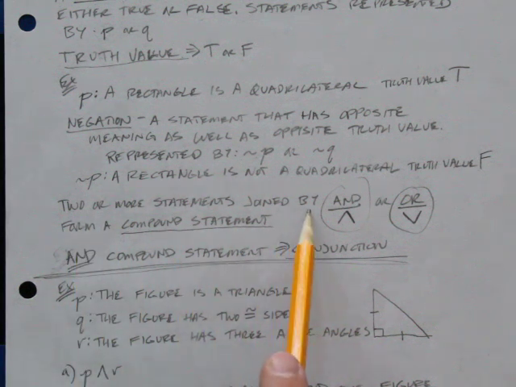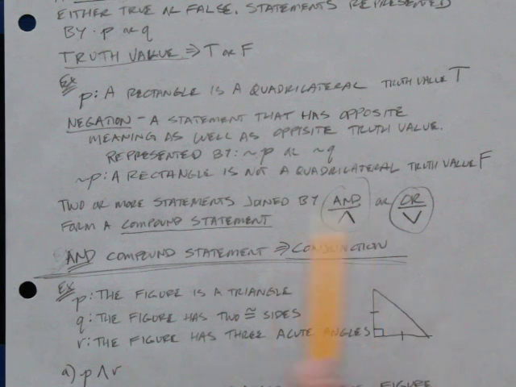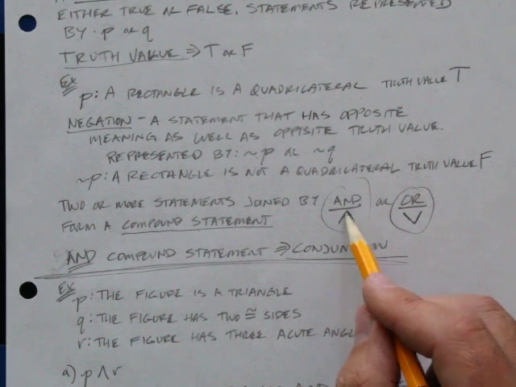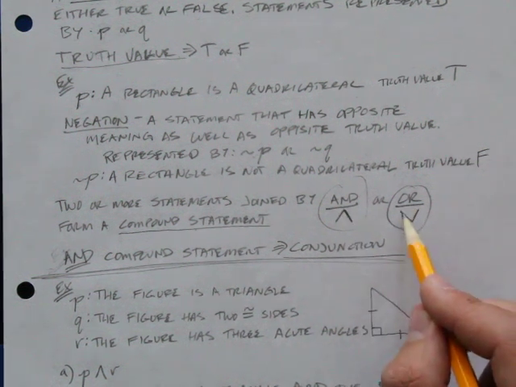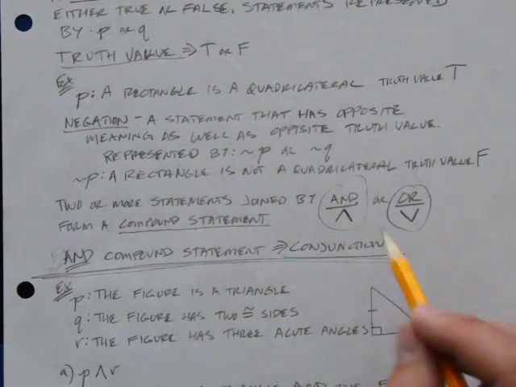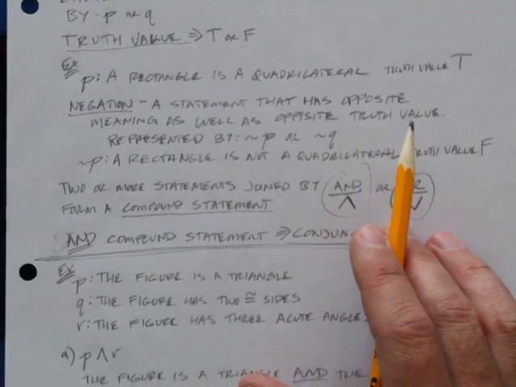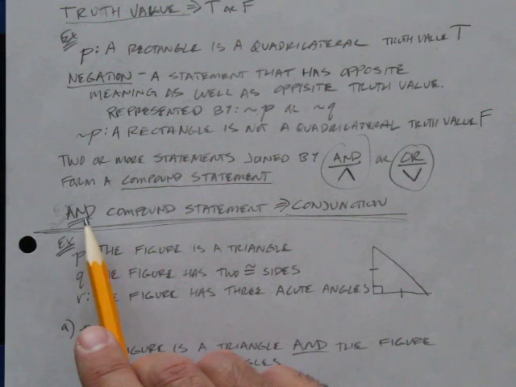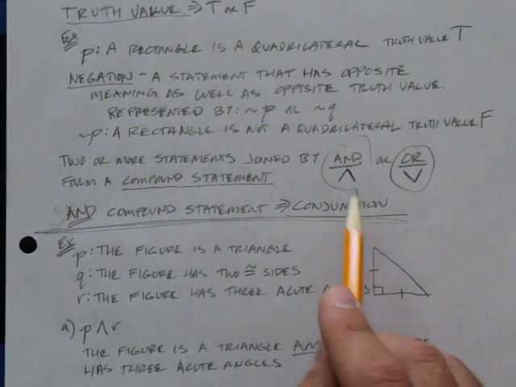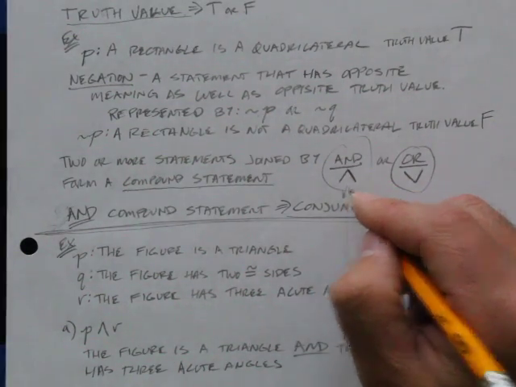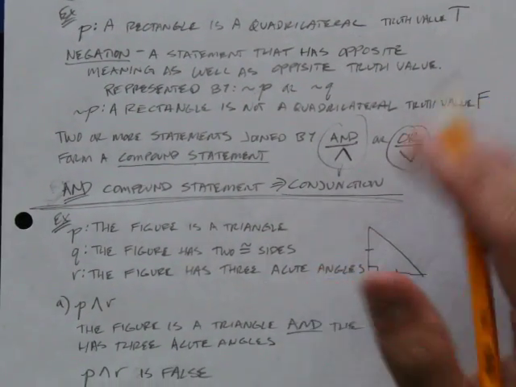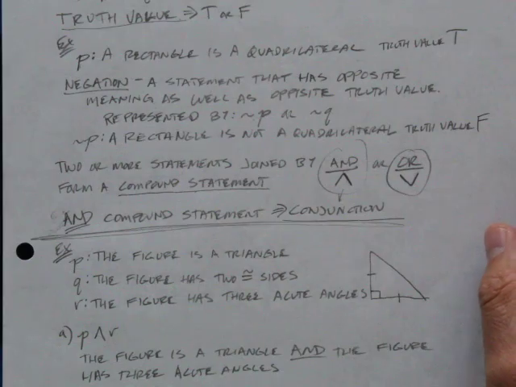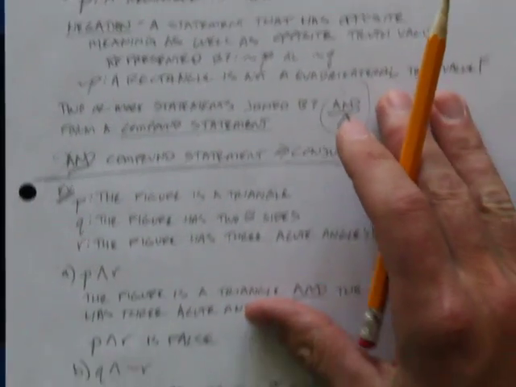Two or more statements joined by and or or form a compound statement. And is this almost a triangle that's pointed up, and then or is pointed down. We're going to look at all this stuff coming up. A compound statement with and is a conjunction. So if you have an and compound statement, it's a conjunction. So here, and is going to be a conjunction. Okay, I'm giving you a second, you can pause here. It's a good time to write everything down. Okay, let's move on to these examples.